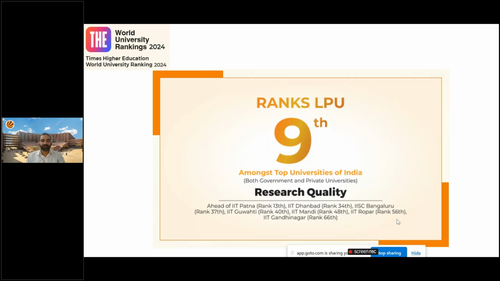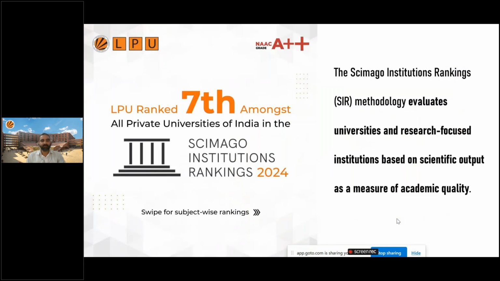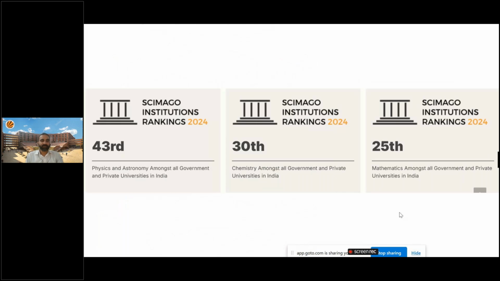With research quality, we rank 9th among all the top universities of India. Further, we have second rank in the Times Higher Education World Ranking 2024 in the subject of physical sciences. In the SCImago Institutions Ranking 2024, we rank 7th amongst all the universities in India. The SCImago institution ranking methodology evaluates universities and research focused institutions based upon scientific output as a measure of academic quality. Subject wise, we have 43rd SCImago rank in physics and astronomy, 30th in chemistry, and 25th in mathematics. These rankings are among all government and private universities in India.